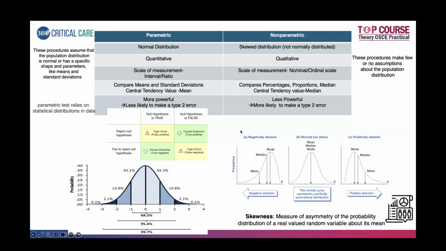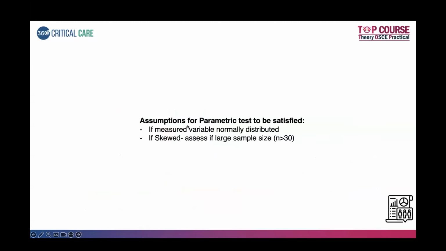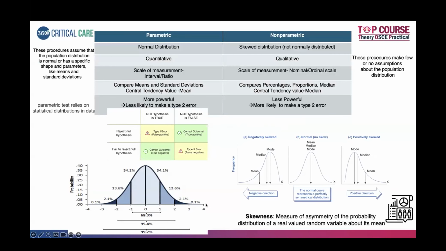So these are the first three questions that we have addressed. The next question is the assumption for a parametric test to be satisfied. The first thing to look at is whether the variables are normally distributed. Like I saw in the previous slide, if the distribution is almost like a bell distribution, you can be well assured that it's going to be parametric data. So it will have more power and less likelihood of a type 2 error.